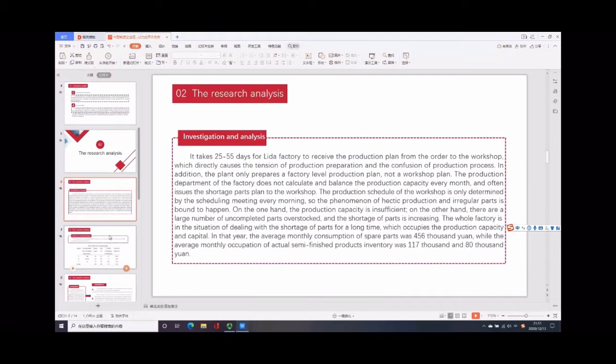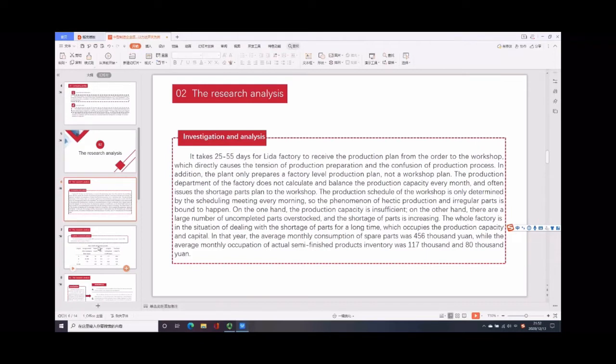And here is the investigation and analysis. It takes around 25 to 55 days for the factory to pass the production plan from the order to the workshop, which directly causes the interruption of production preparation and the confusion of the production process. In addition, the plant only prepares a factory-level production plan, not a workshop plan. The production department of the factory does not calculate and balance the production capacity every month, and often issues the shortage parts plan to the workshop. The production schedule of the workshop is only determined by the dispatching meeting every morning. So the phenomenon of hectic production and irregular parts is bound to happen.